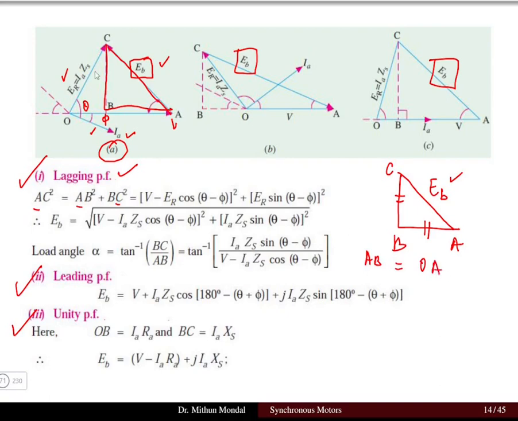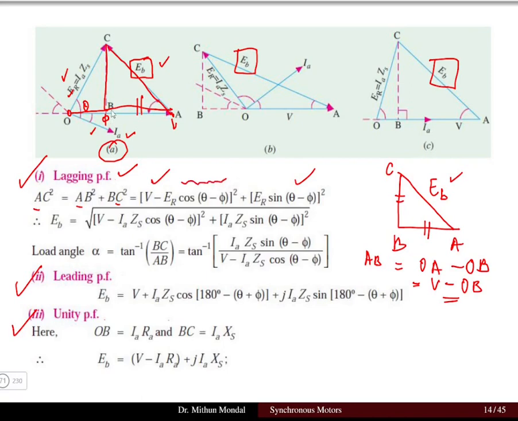OA, that is the vector starting from the origin O to A, minus the value of OB. OA is basically the total supply voltage, and we have to obtain the value of OB first. So OB is basically the resultant EMF ER into the sine of theta minus phi, whereas the value of AB, if we obtain by subtracting OB from the supply voltage, that is ER cos of theta minus phi.